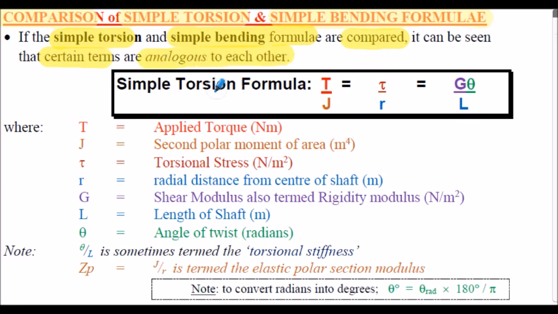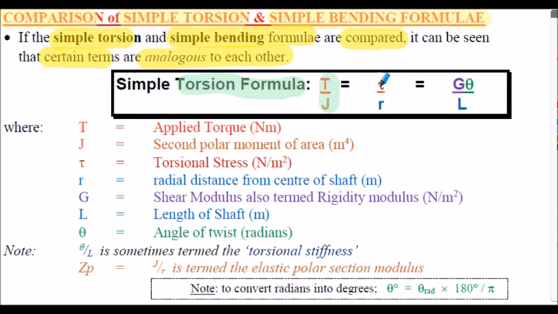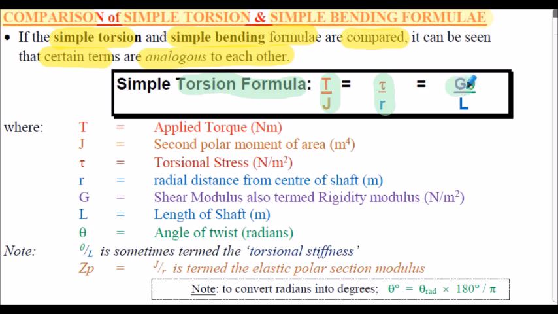So here's our simple torsion formula. T upon J is equal to tau upon R is equal to G theta upon L. And here's a nomenclature related to the formula. It's important to note for reference that the angle of twist theta is actually in radians. We use radians in the derivation, so theta must be in radians in the torsion formula.